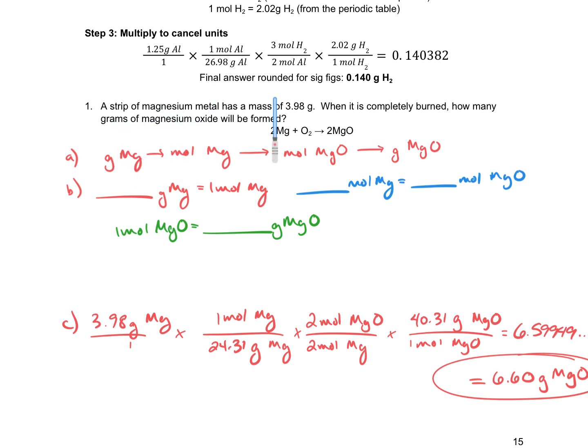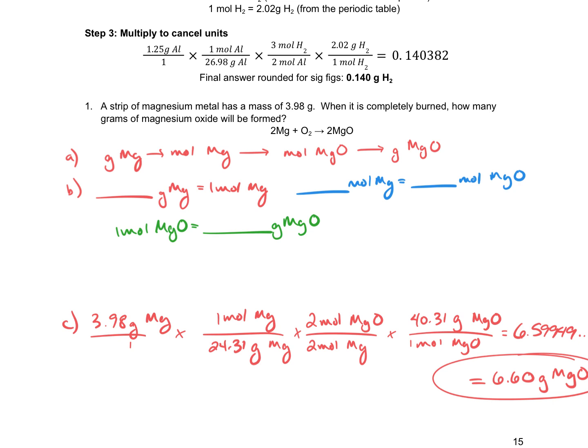So we're trying to change grams of magnesium into grams of magnesium oxide, but you can't go straight from grams of magnesium to grams of magnesium oxide. You need the mole in the middle. So we're going to go grams of magnesium to moles of magnesium. Then you can go to moles of magnesium oxide. Then you can go to grams of magnesium oxide.